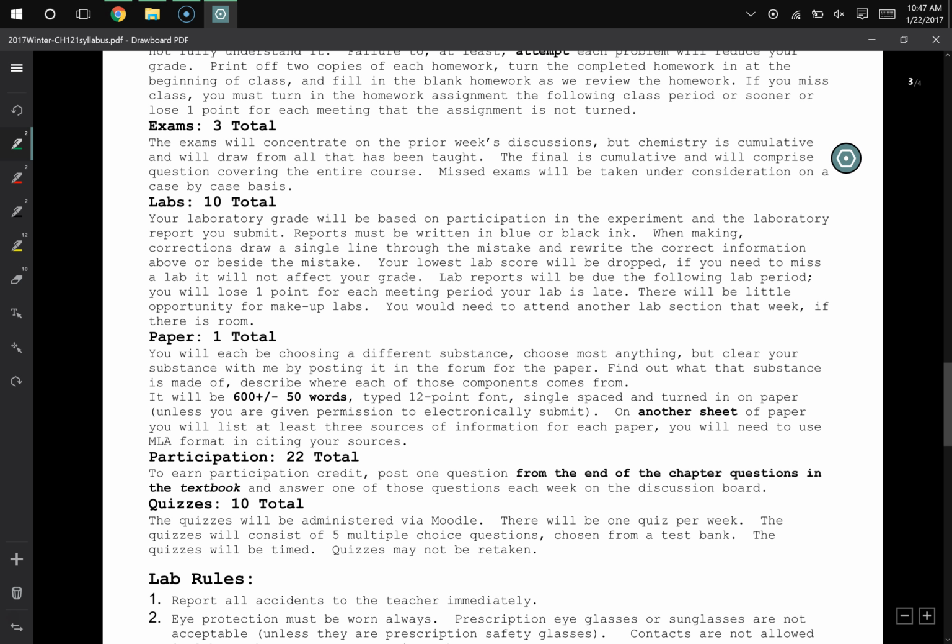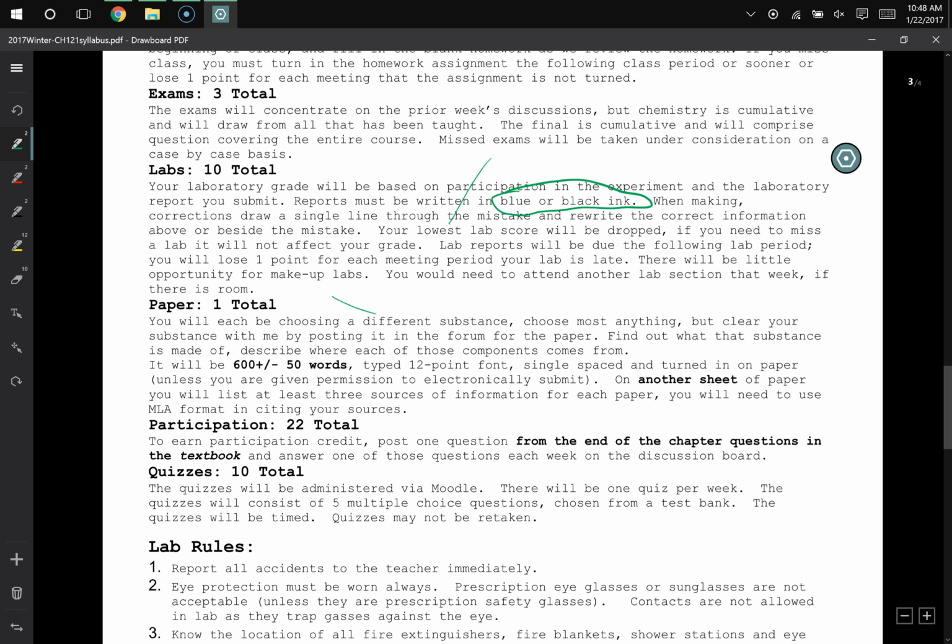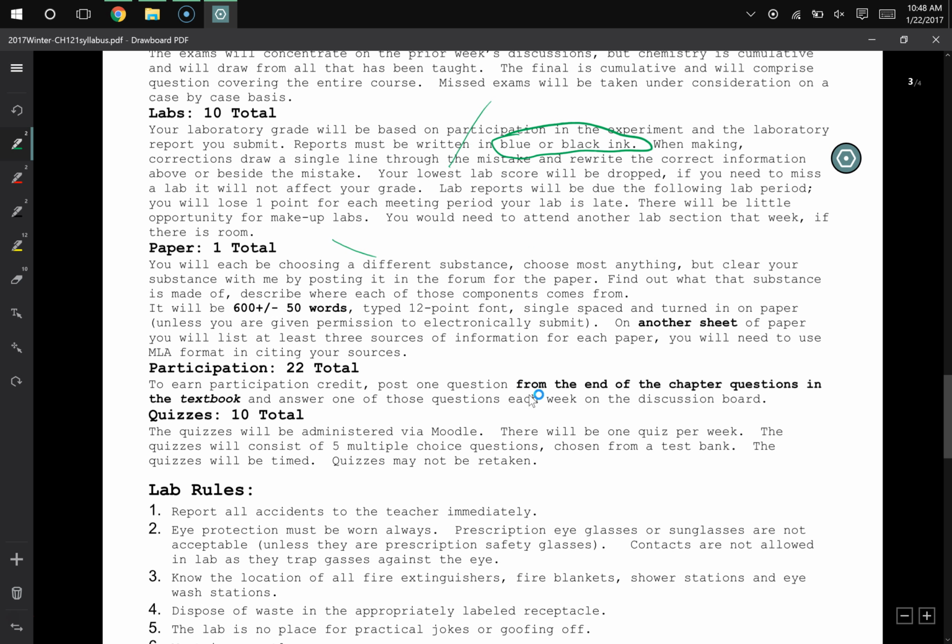Labs, you need to make sure that you do those in blue or black ink, and we'll end up dropping your lowest lab score. There isn't really a way to make up labs for this class because there's too many other groups and we don't have another section. The paper, so here's the information you need for a paper: about 600, plus or minus 50 words. On another sheet of paper, I need 3 sources, MLA formatted. If you don't know what that is, come talk to me.